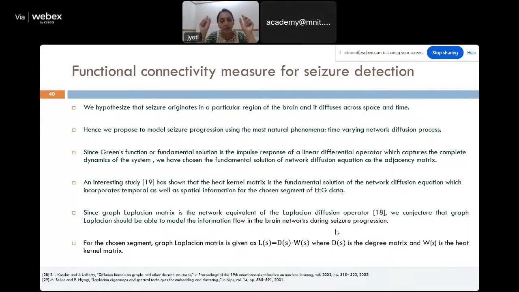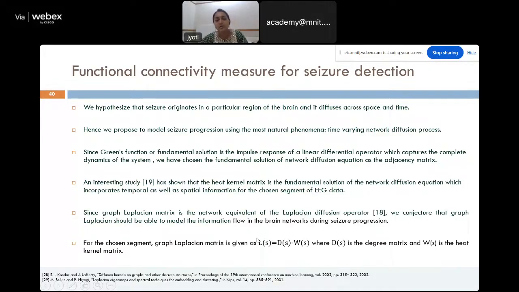We have found the segmentation, and for each segment, I found the heat kernel. Like we have a correlation coefficient matrix, similar to that, we can find the heat kernel. So the heat kernel will tell what is the relation between any two electrodes. And once we have the heat kernel matrix with us, we can form the degree matrix, which is just the row sum or column sum of the heat kernel matrix. And once we have both, we can find the Laplacian matrix.